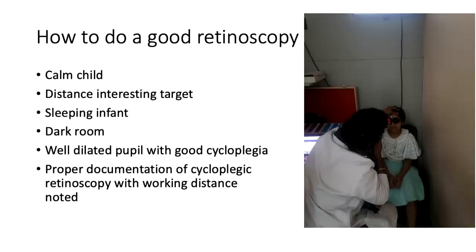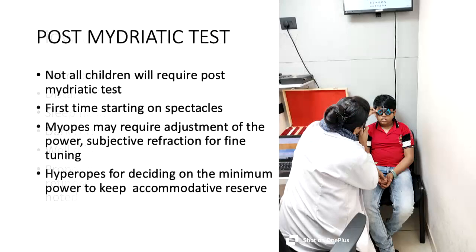How to do a good retinoscopy? It should be a dark room, with a calm child. At distance, you have to give an interesting target, maybe a cartoon or some videos. A sleeping infant, again, is helpful. Well-dilated pupil with good cycloplegia. Wait for 40-45 minutes to get good cycloplegia. Proper documentation of the cycloplegic retinoscopy with the working distance should be noted. Many a time, when it is a small child, you tend to go near, so the working distance reduces. That should be kept in mind.